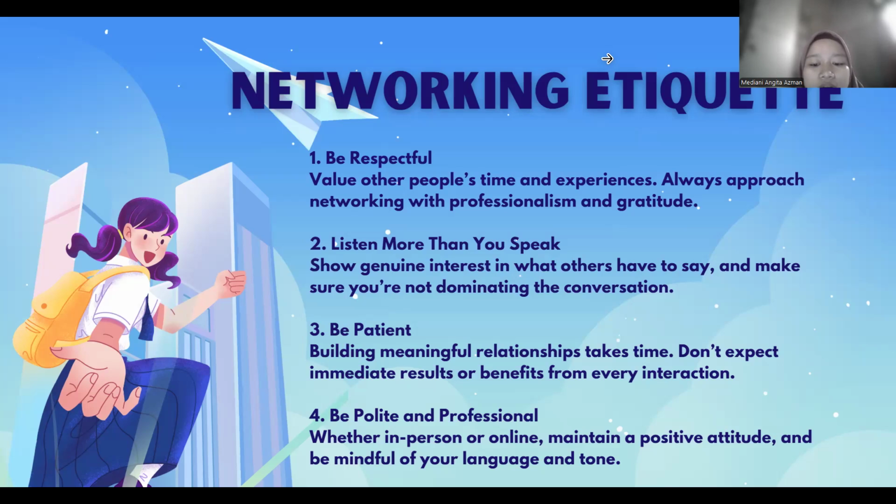Trust grows organically, and patience allows you to develop connections that are genuine and long-lasting, rather than transactional or fleeting.